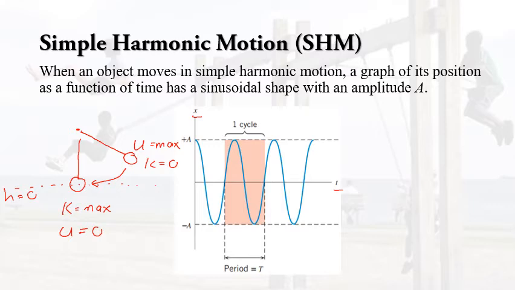After it passes the equilibrium position, it will keep moving up again until it reaches the maximum height, and at this point all of the kinetic energy has been transformed back into potential energy. So at this point we have maximum potential energy and K is equal to 0. The amount of energy is fixed, which means that the maximum height it can reach is the same as the height of its initial position.